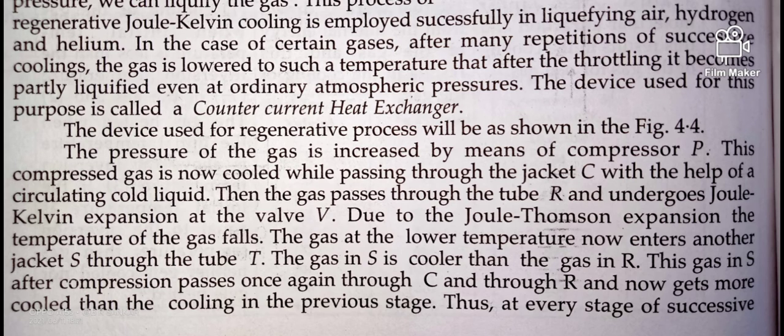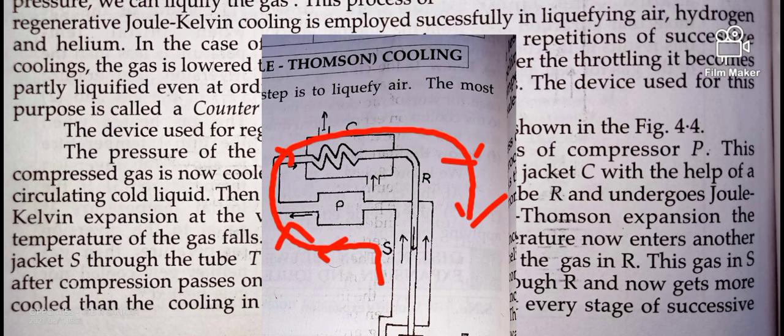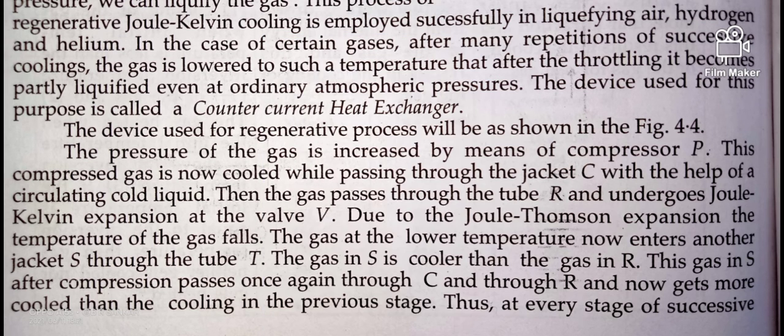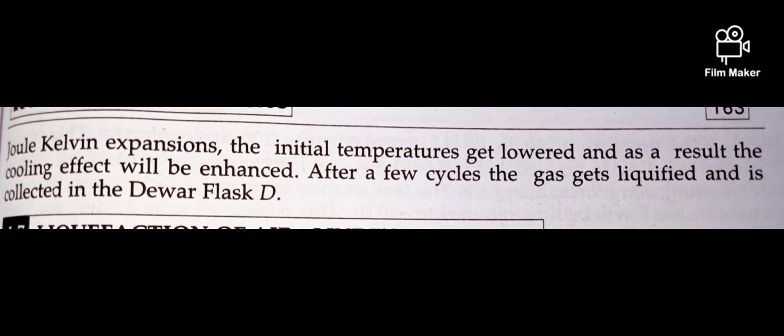This gas in S, after compression, passes once again through C and through R and now gets more cooled than the cooling in the previous stage. Again the throttling process: again this gas is affected by the Joule-Thomson cooling. Thus, at every stage of successive Joule-Kelvin expansions, the initial temperatures get lowered and as a result, the cooling effect will be enhanced.